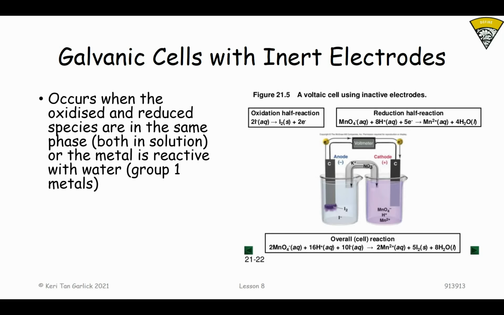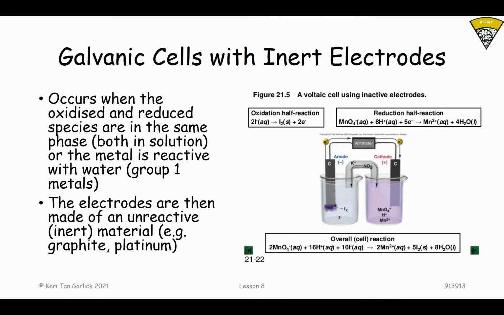When we use these inert electrodes, the reason why has to do with the fact that the oxidized and reduced species are in the same phase, aka they're both in solution. Or it could also mean that one of the species is not a solid. So say, for example, it's releasing a gas. The other thing that it could be is that one of the reagents or the products is a metal from group 1, and we know that the metals from group 1 are very reactive with water. So that's why we choose these inert electrodes, which are made up of basically non-reactive material, graphite, platinum, those sort of things.